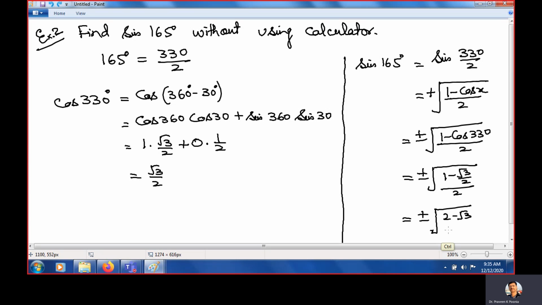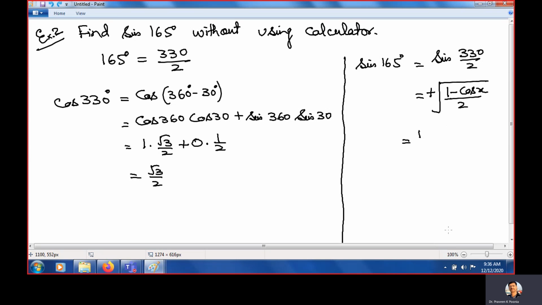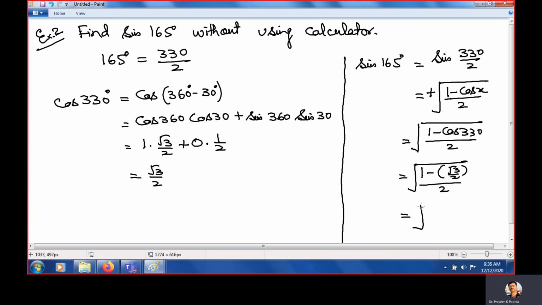But we have made a mistake. What is the mistake we have made? We have taken the plus minus. That is wrong. We need to take only plus. So it is square root of 1 minus cos 330 upon 2, and put the value 1 minus root 3 upon 2, upon 2. If you simplify, the answer will be 2 minus root 3 upon 4.